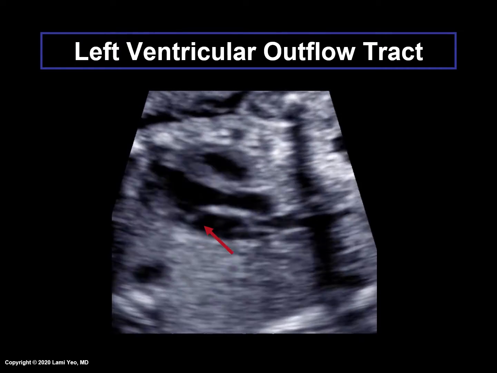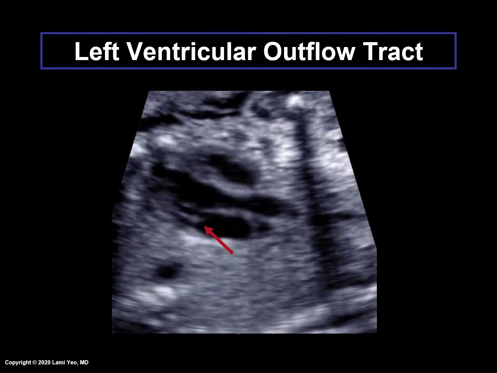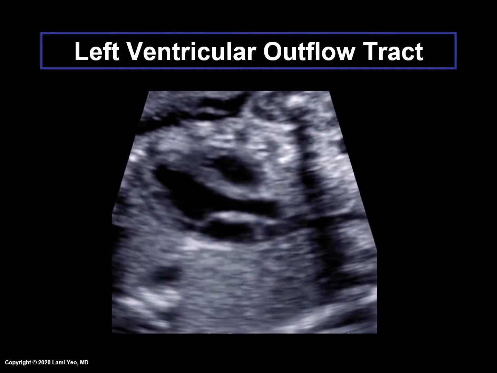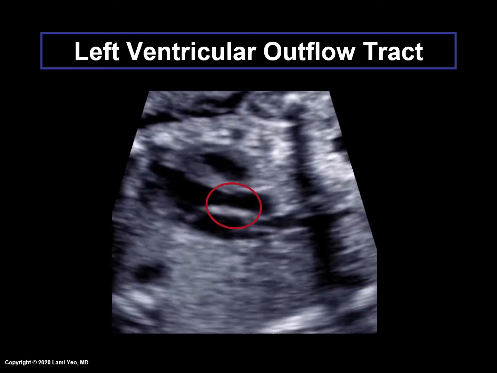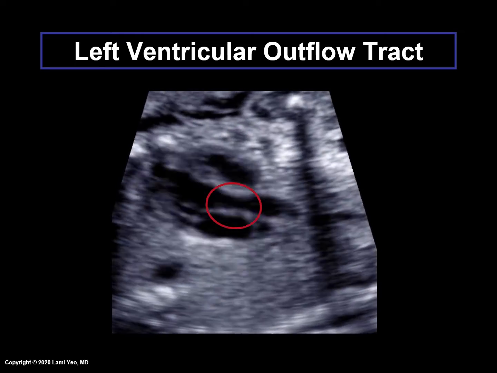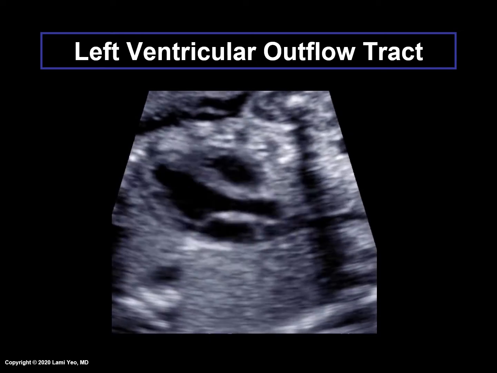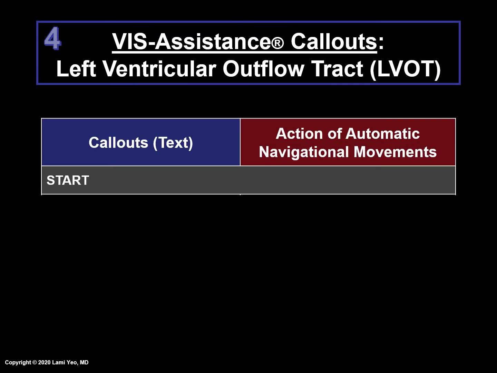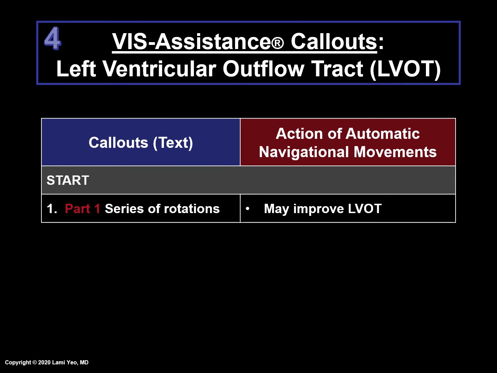The mitral valve should move freely, as shown by the red arrow. In addition, the aortic valve should move freely and not be thickened. There are 4 callouts for this VISA video clip. The first callout states Part 1 series of rotations and may improve the left ventricular outflow tract view.